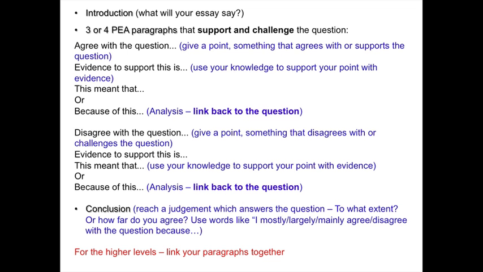In your answer then, you need to make sure you give an introduction. What's your essay going to say? Set out your argument. You must write 3 or 4 PEA paragraphs. You need to try to support and challenge the question.